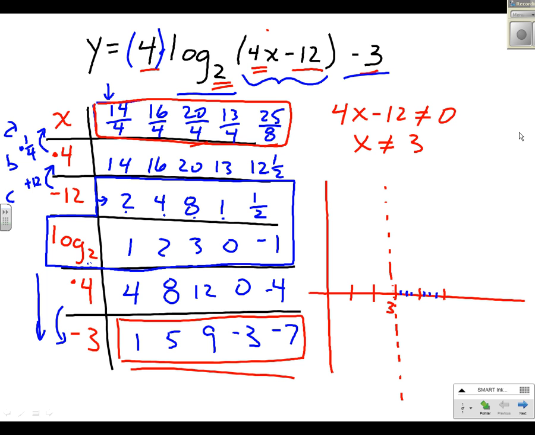Okay, and let's plot some points here. I need to go up to 9, perhaps. 1, 2, 3, 4, 5, 6, 7, 8, 9. I need to go down to negative 7. 1, 2, 3, 4, 5, 6, 7, negative.